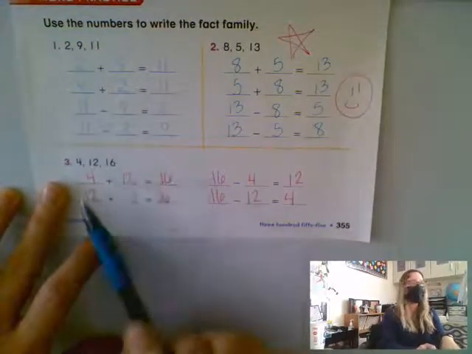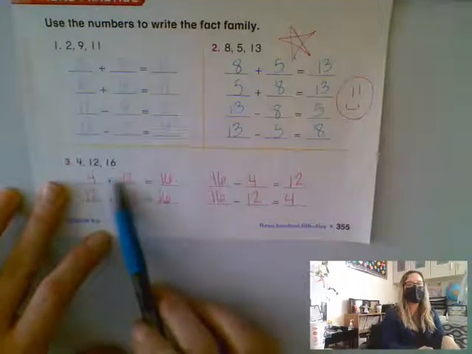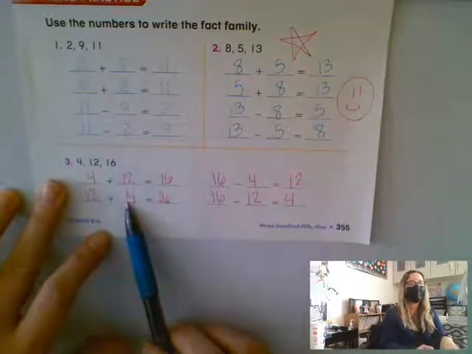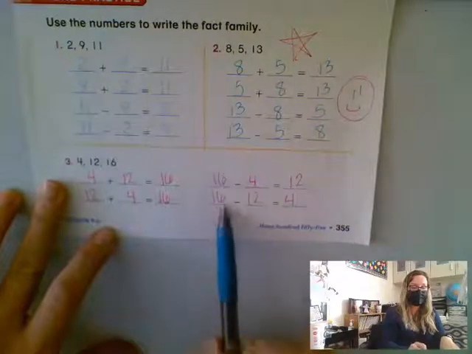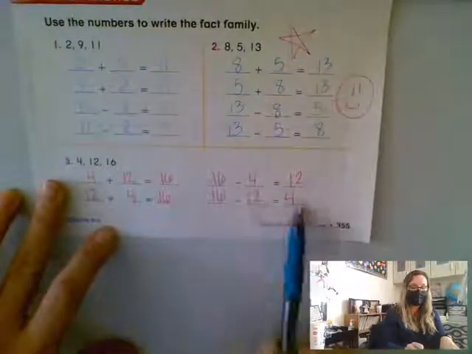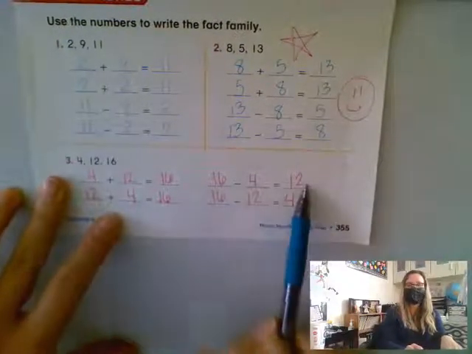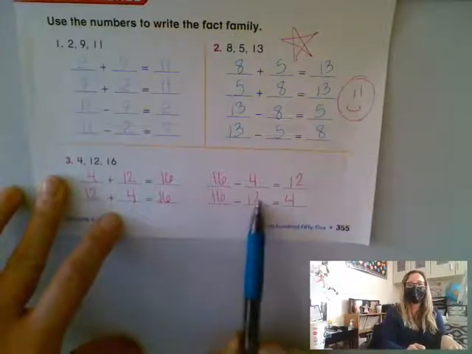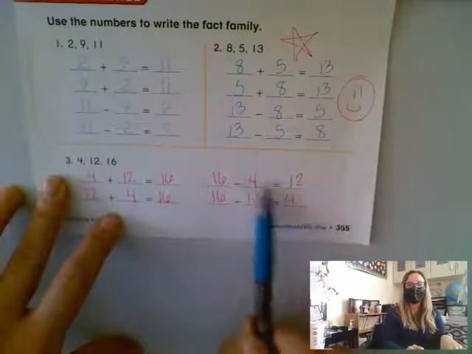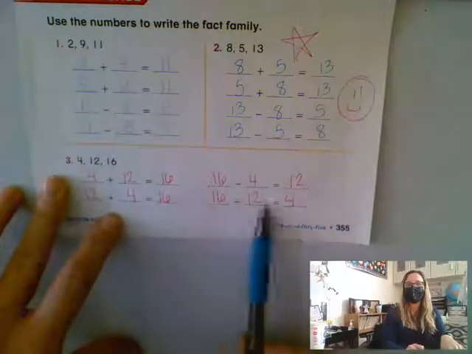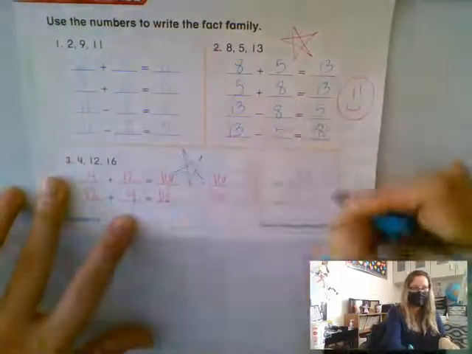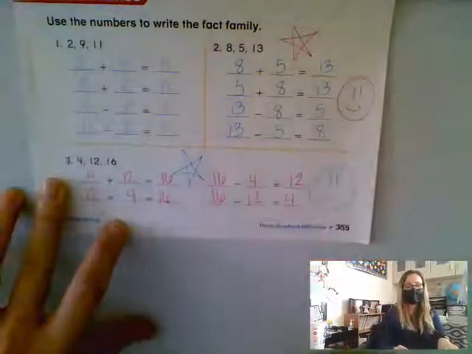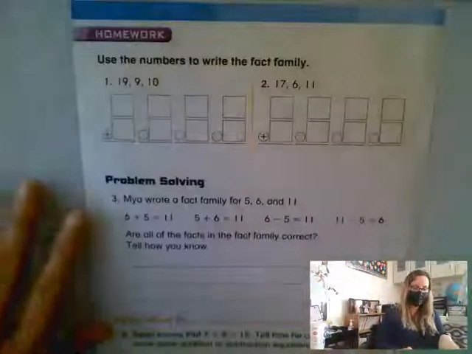If you had them flip-flop, that's okay. Just make sure you have a 4 plus 12 and a 12 plus 4. And for your subtraction, they should both start with 16, but then the order of these two could be flip-flopped. You could either have 16 minus 4 equals 12, and 16 minus 12 equals 4, or you could have the 16 minus 12 equals 4 first, and then the 4 and 12 down here. If you had that correct, give yourself a star or a smiley or both, and then turn the page.